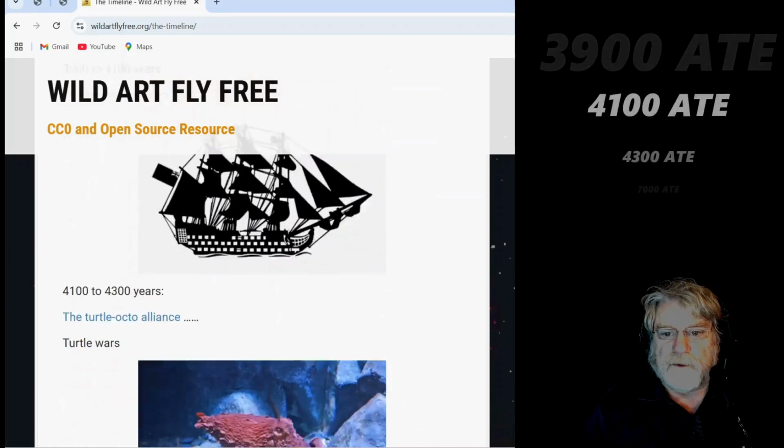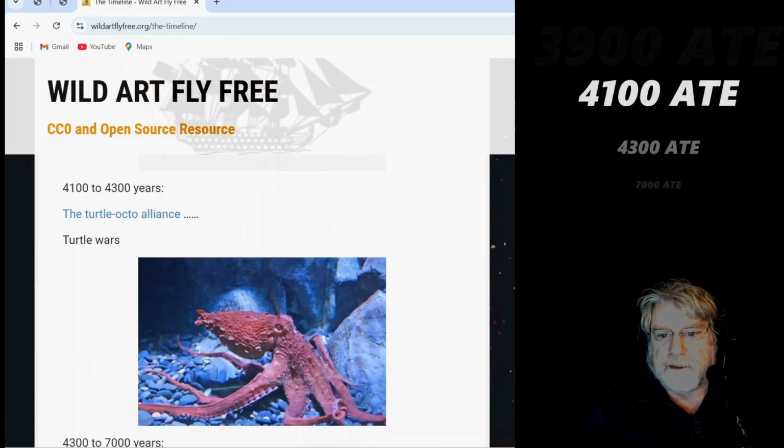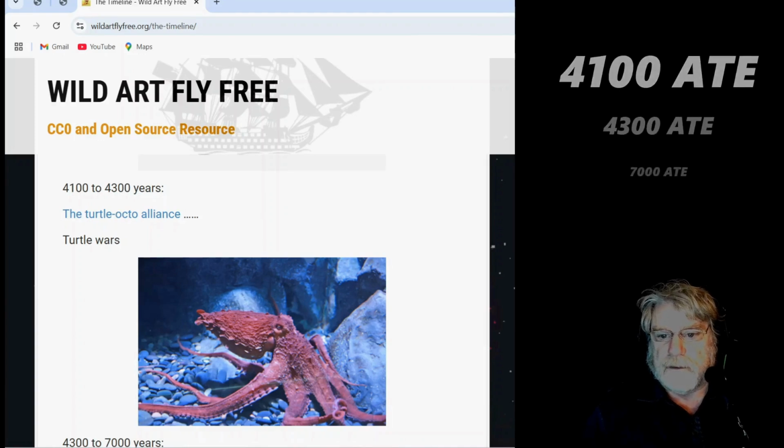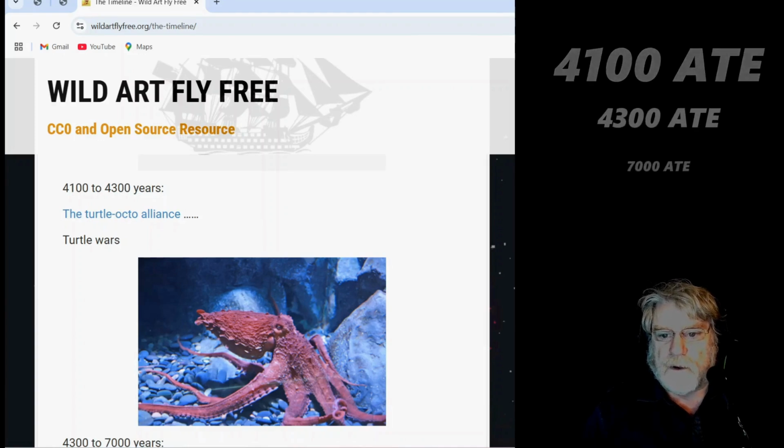Okay, 4,100 to 4,300 years, the Turtle Octo Alliance. Turtle Wars. It doesn't say here, but I believe there was a war between turtles and octopuses.